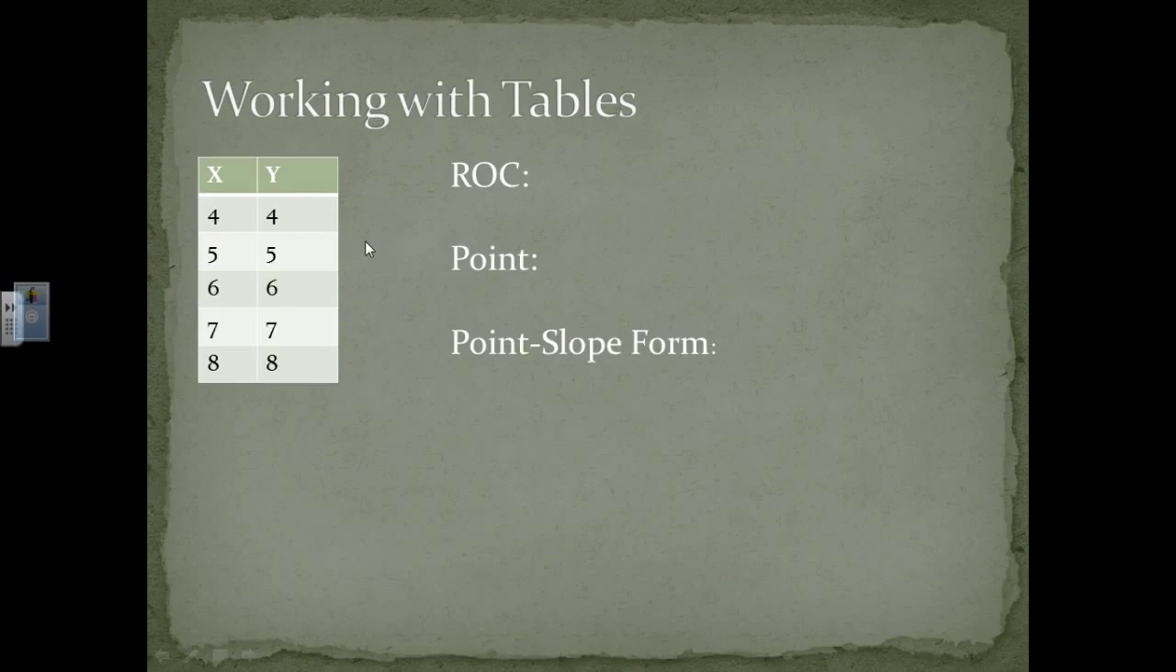So what I would like you to do now is try this problem on your own. I would like you to go ahead and pause the video at this moment. Find your rate of change, select a point, and then write your equation in point-slope form. Now what I'm going to do is go ahead and work the problem, and then you should be able to compare your answer to what I'm about to write.